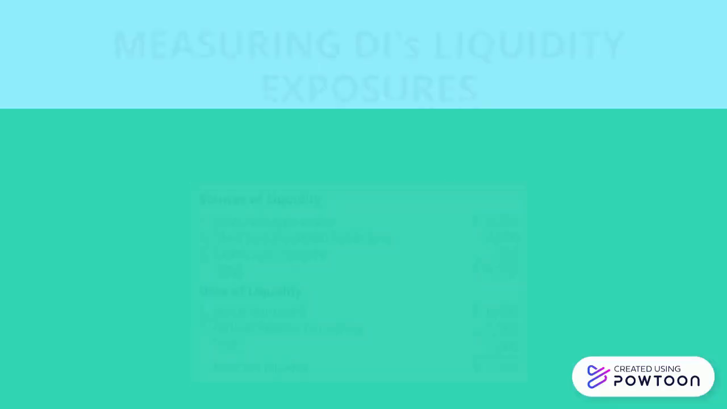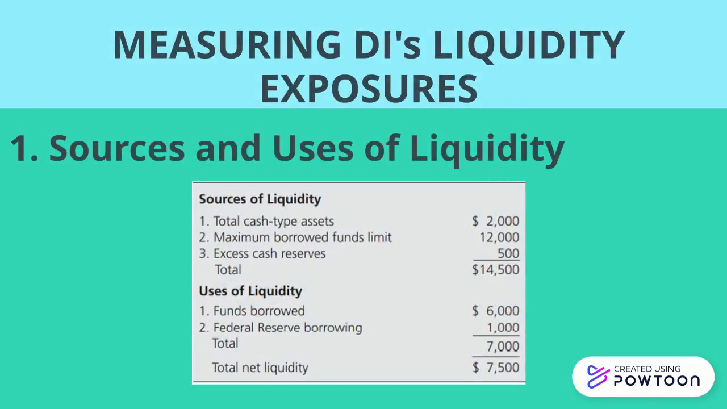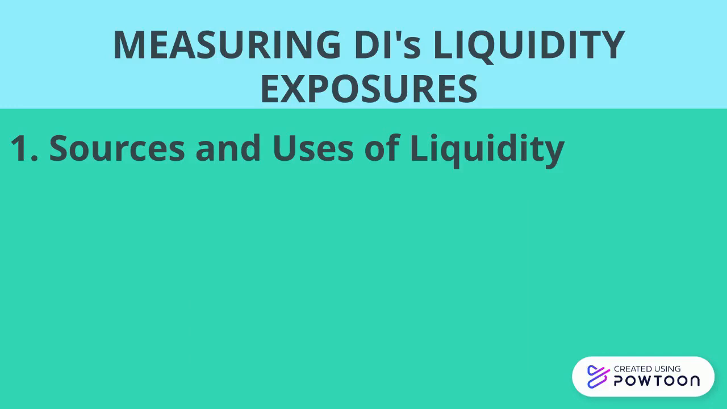There are four ways to measure liquidity exposures. First is sources and uses of liquidity, in which a useful tool is the net liquidity statement, that lists sources and uses of liquidity, and thus provides a measure of a DI's net liquidity position.